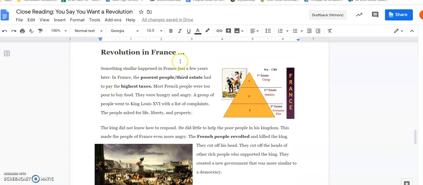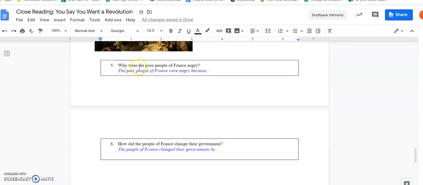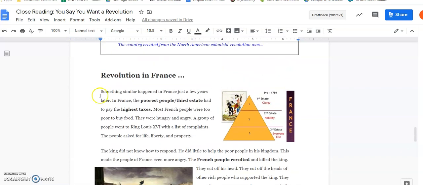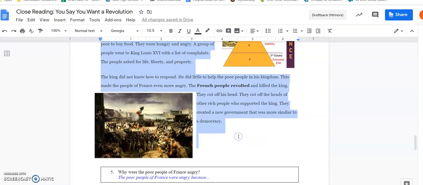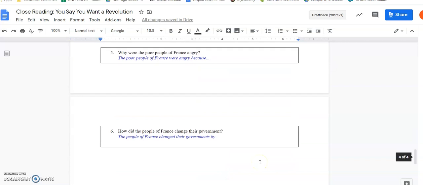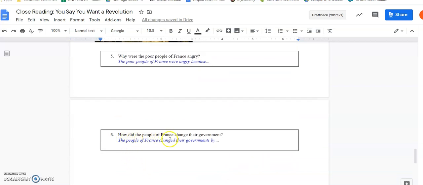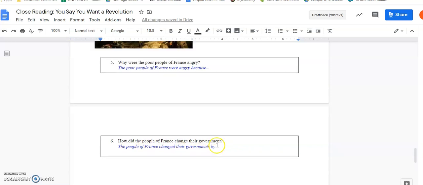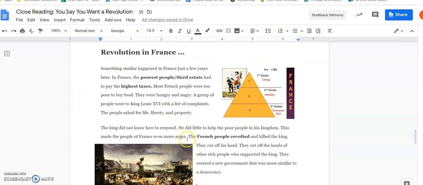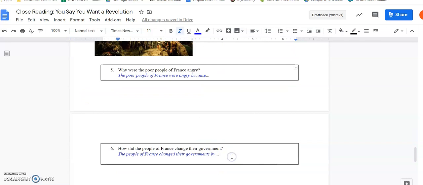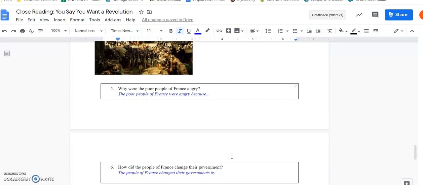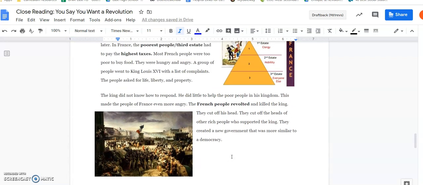Now you're going to read about the revolution in France. So why were the poor people of France angry? The poor people of France were angry because blank. Read from here to here. You only have two paragraphs to read for this one. How did the people of France change their government? The people of France changed their government by blank. Okay, so you're going to need to read and then answer that question, number six. What did they do to stop the monarchy that was in place before?